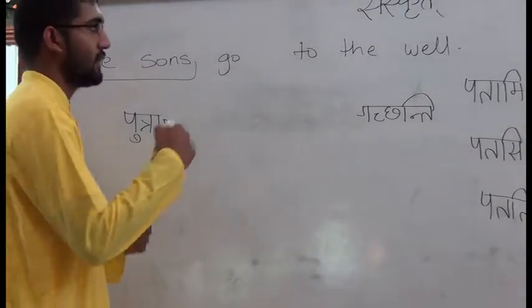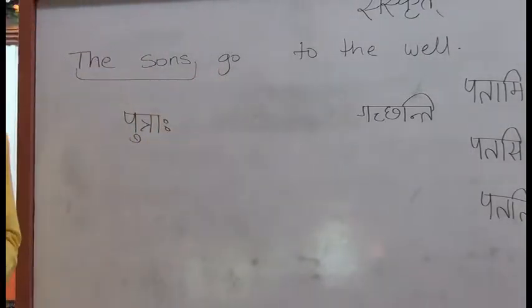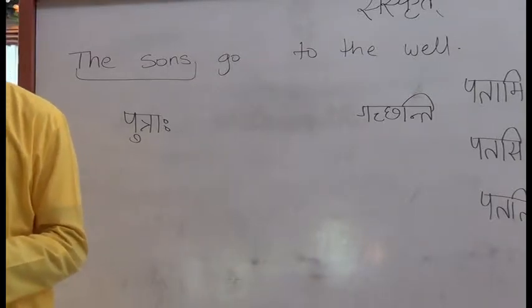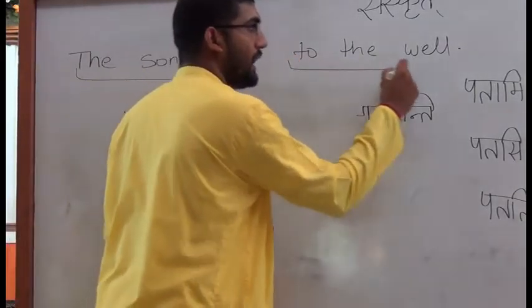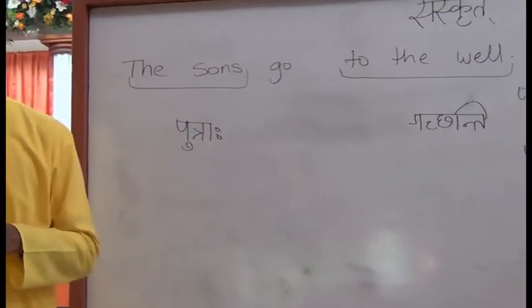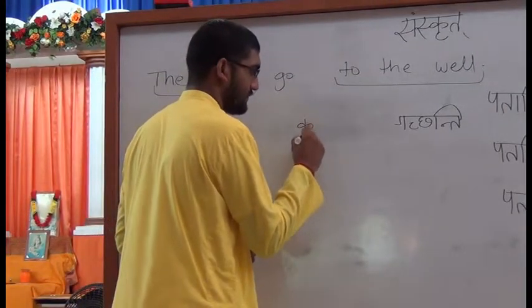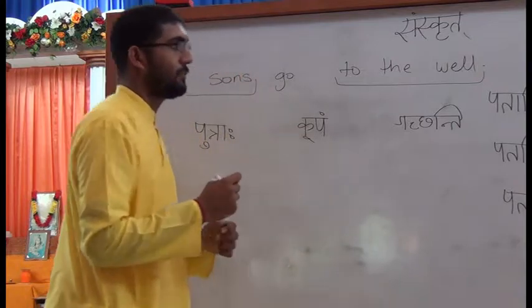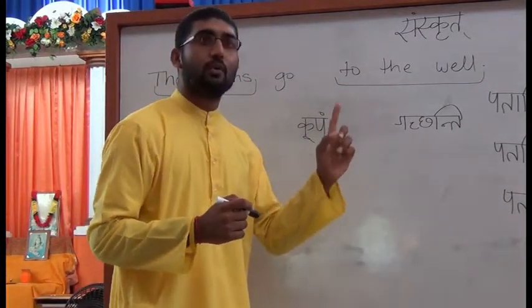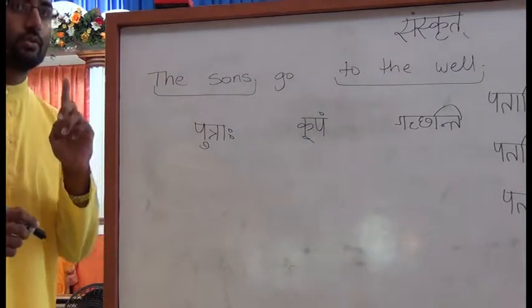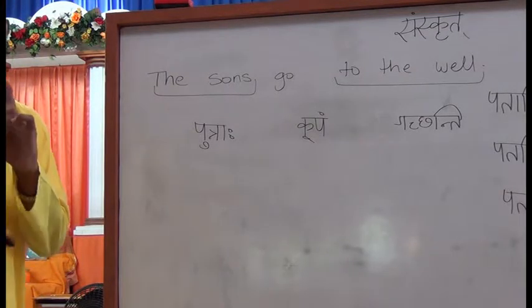And now, what is the direct object of the sentence? To the well. To the well. The direct object of the sentence here, it's to the well. So that means well has to go in second case. Second case. But if you look at here, you will see to the well. To the well shows fourth case. Fourth case. So, there is a rule in Sanskrit.